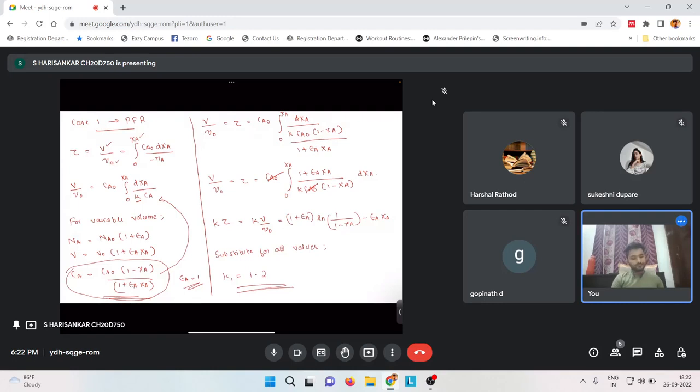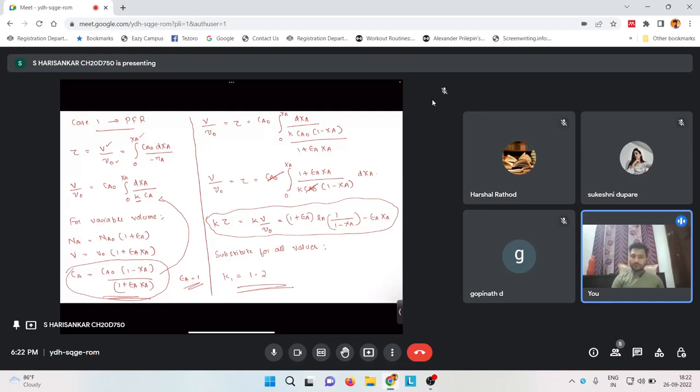So this is actually used as a standard equation also for first order variable volume systems. So you can even make a note of it. If you guys have any doubts regarding this integration, we can go through that. So this is a standard equation for first order reaction.